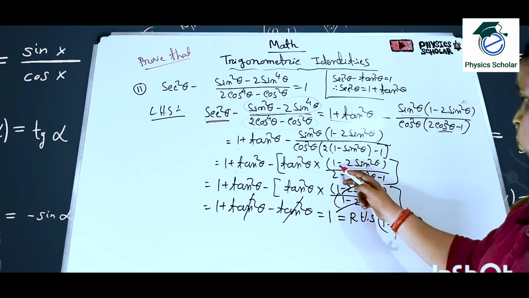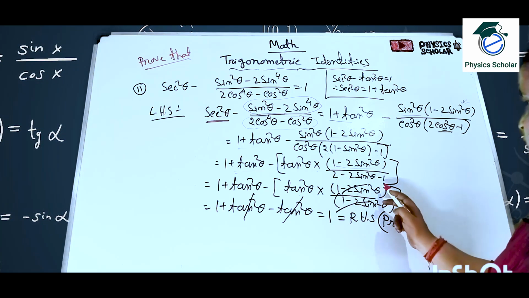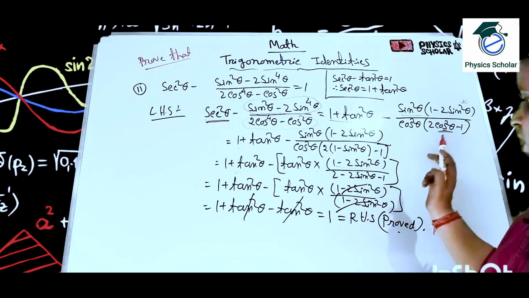So whatever is there I am writing here 1 plus tan square theta minus tan square theta into 1 minus 2 sine square theta divided by what? 2 minus 1 means what? 1 minus 2 sine square theta. So both numerator and denominator are same. So we can cancel it.